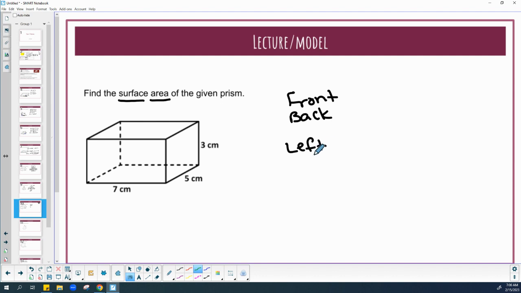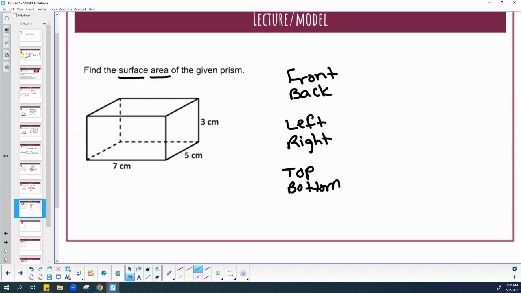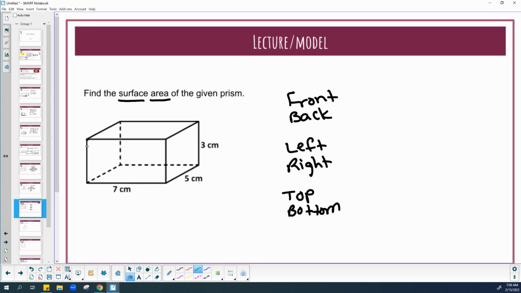The left and the right are the same, and the top and the bottom are the same. So let's find each of those. If I shade over my front here, I see that the length is 7 and the height is 3. So these would each be 7 times 3, which is 21. Together, those make 42.